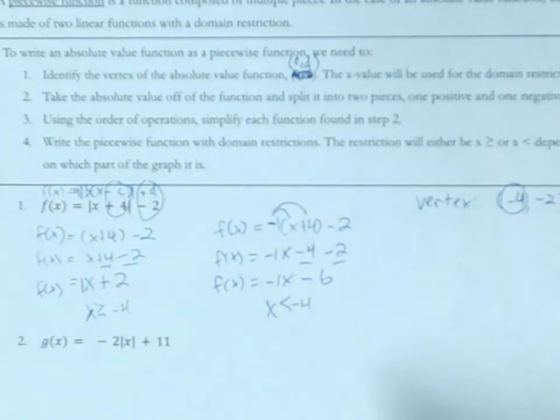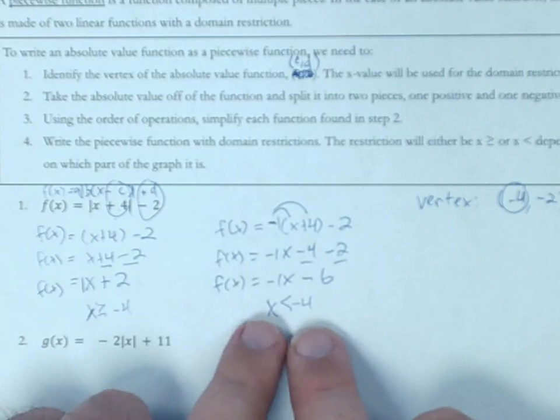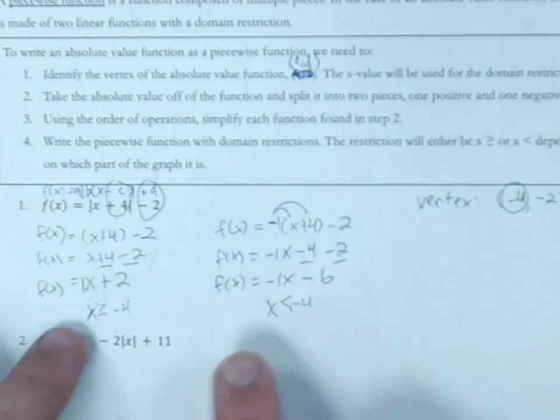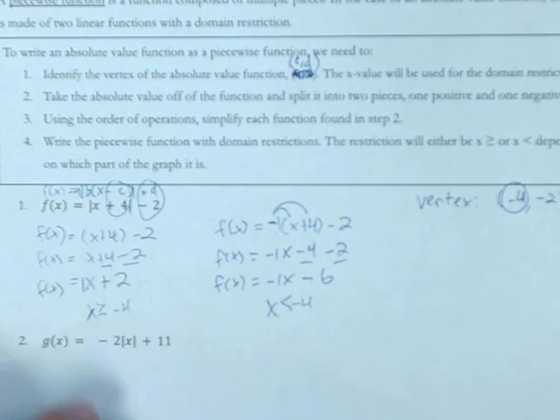And what that does is it makes us only look at the piece of this line that exists for all x's that are less than -4. And we'll only look at this line for all of the x's that are -4 or bigger. That's how you do that.